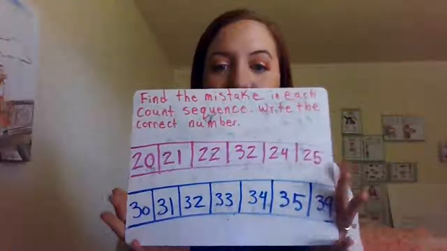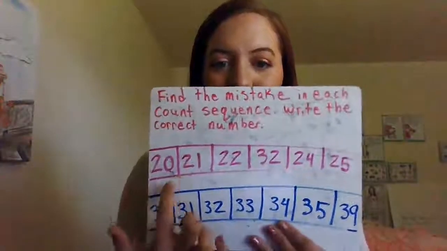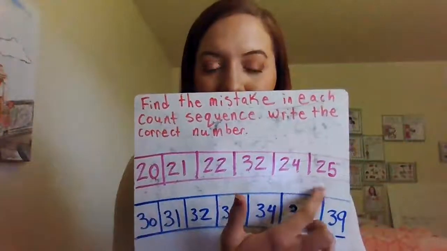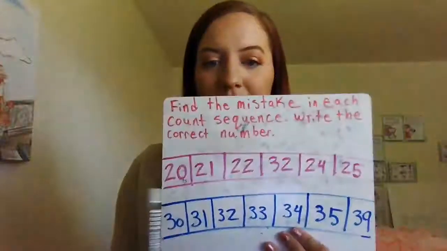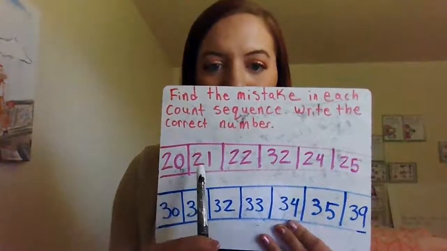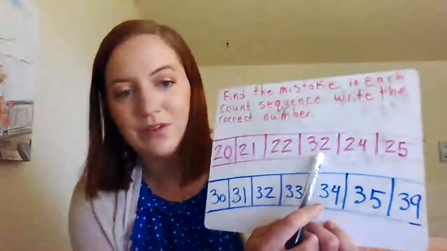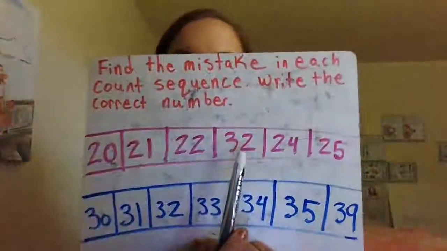But before we jump into our last math question of the day for Module 5, we're going to talk about yesterday's math question. Yesterday you had to find the mistake in the count sequence and then write the correct number. So I'm going to start with this one. We've got 20, 21, 22, and then what do you notice about this number? This should be 23, but what's wrong with it?